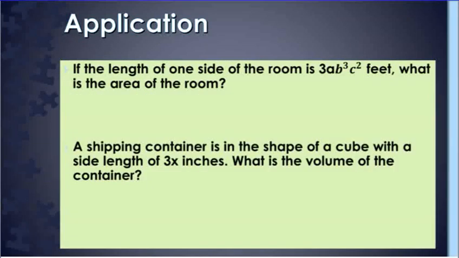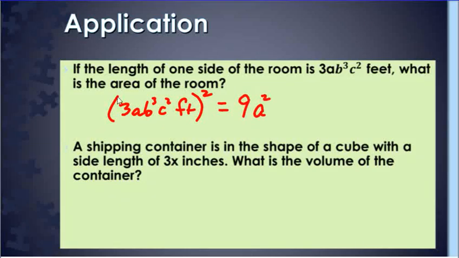Next one, if the length of one side of the room is 3ab cubed c squared feet, what is the area of the room? So again, this is a square. So I'm going to take my 3ab cubed c squared feet, and we are squaring that. So 3 squared is 9, a squared is a squared, b to the 3rd squared would be b to the 6th, c squared to the 2nd power would be c to the 4th, and we would have square feet.